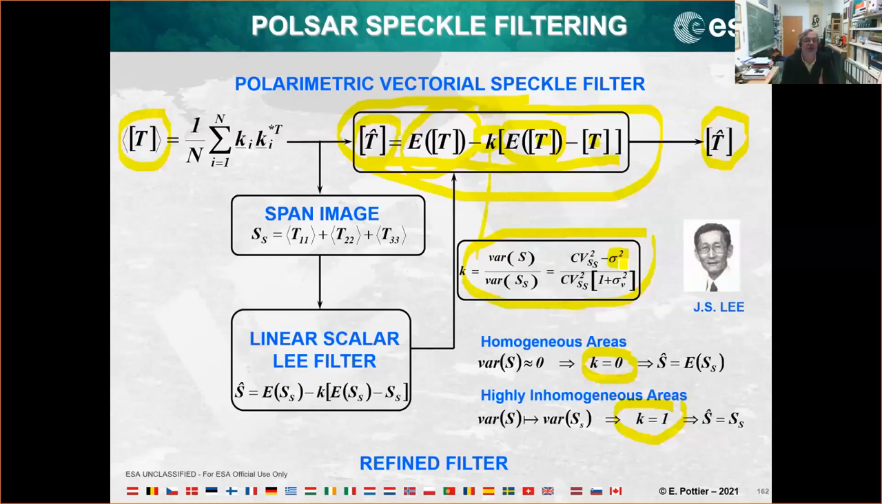Where does the term boxcar come from for the speckle filter? Okay. Boxcar. The other name is a sliding window. It's just a window you move over the image. If it is a 3x3 window, you take the 9 pixels, the 9 coherency matrices, and you compute the average of these 9 coherency matrices. It is a 3x3 sliding window, and we call this boxcar. So maybe it's the first name of this filter.